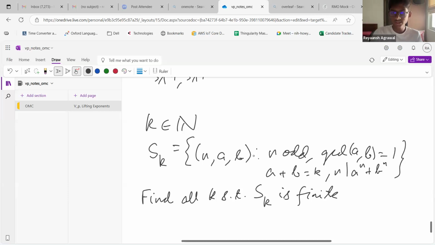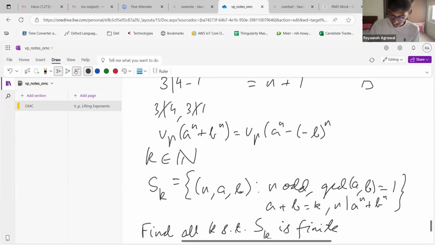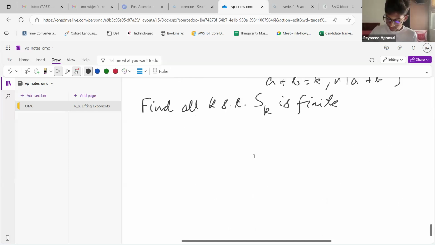Does everyone understand the problem statement? Another thing we can do with LTE is when n is odd, we can write Vp of a to the power n plus b to the power n is equal to Vp of a to the power n minus b to the power n. So this would be Vp of a plus b plus Vp of n, when n is odd, p divides a plus b, and p does not divide a or b. Did everyone understand this one?